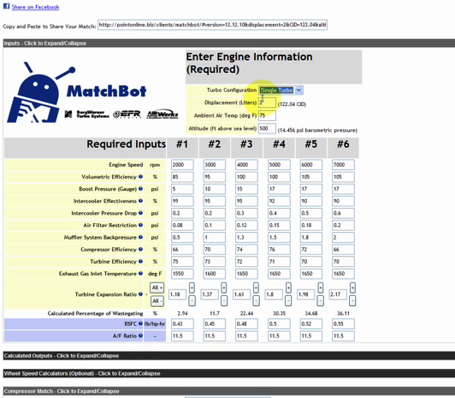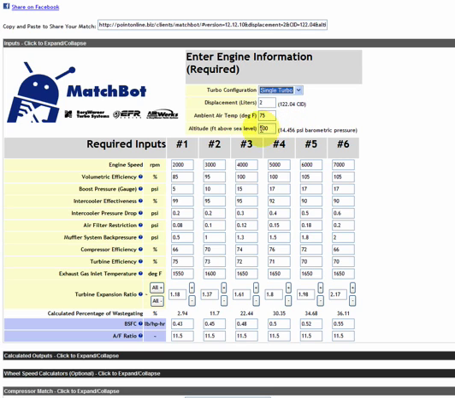Engine displacement in liters. It gives you a cubic inch conversion there for easy reference. Ambient air temperature, so say for example 75 degrees Fahrenheit. The altitude is also put in for your area. So for example, this says 500 feet above sea level. It gives you the barometric pressure equivalent of standard conditions at that altitude.